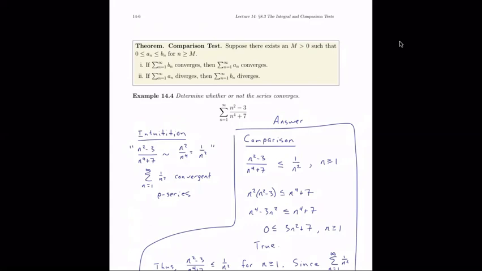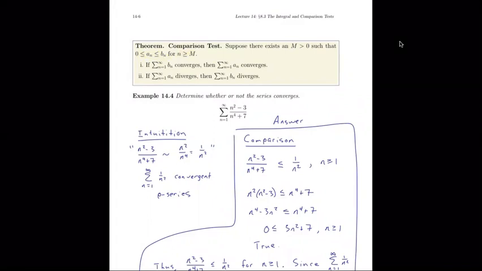But the limit comparison certainly has its place, and you'll need it in some cases where the comparison test won't work. So let's look at the theorem itself. Suppose there exists an m greater than 0 such that a sub n is between 0 and b sub n for some n greater than m.